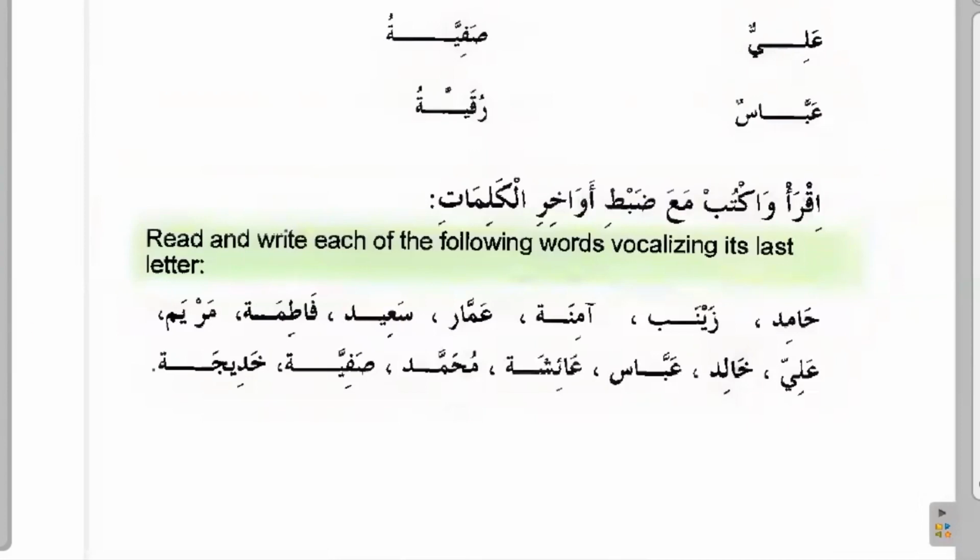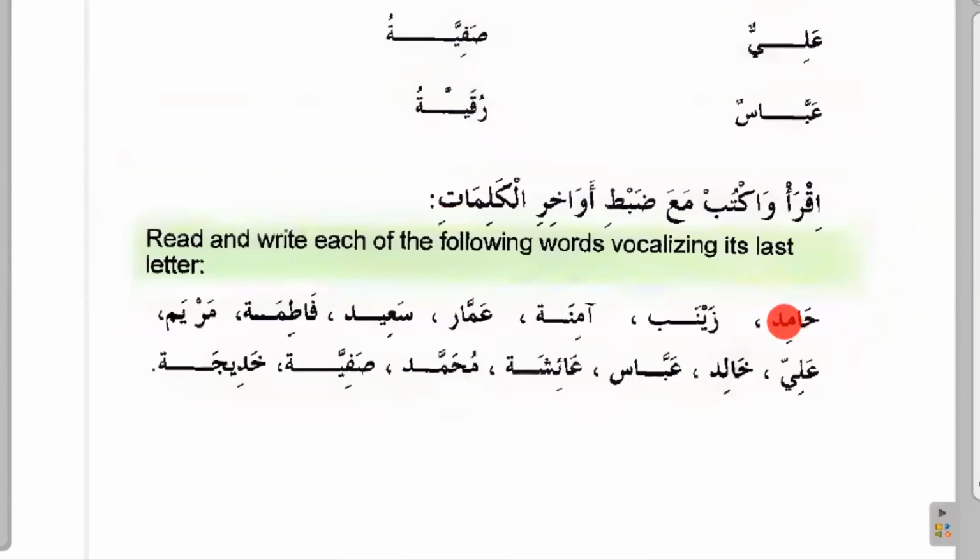Okay. So let's look at here. Iqra waktub ma'a dabt awakhir al-kalimat. Read and write each of the following words vocalizing its last letter. So they want to test our understanding. Hamidun, put the vowel on the last letter. They just want you to put vowels on the last letter, whether it should be two dhammas or one dhamma. They want to test your understanding.